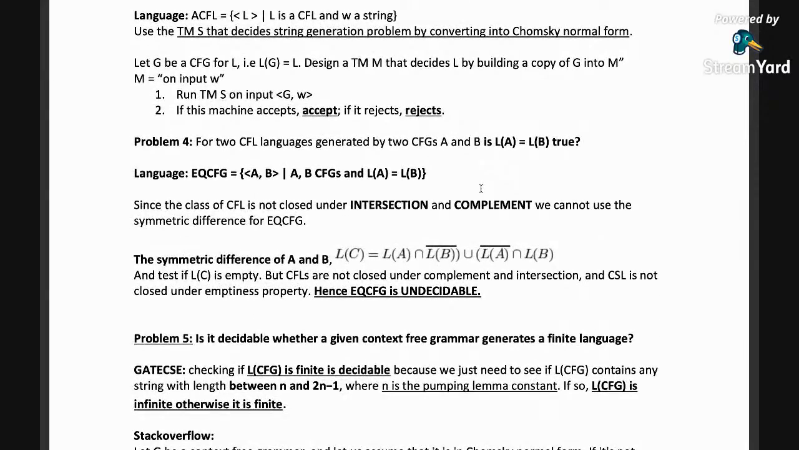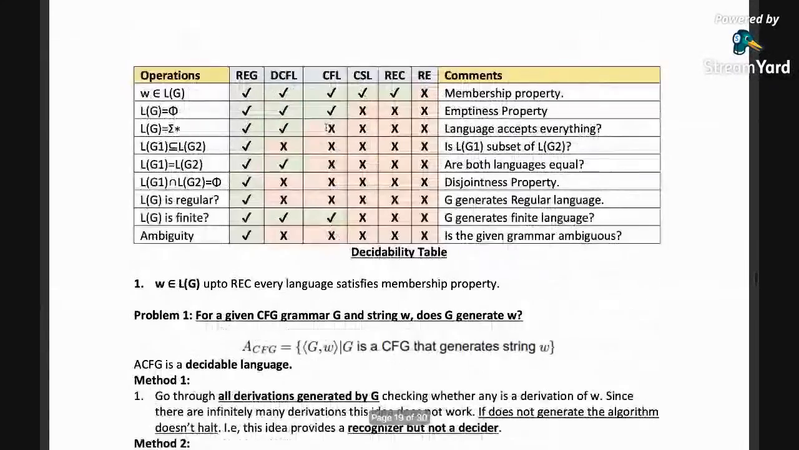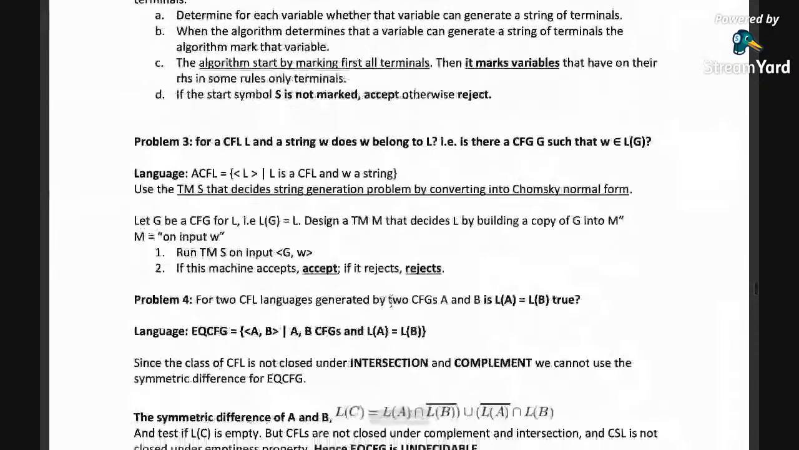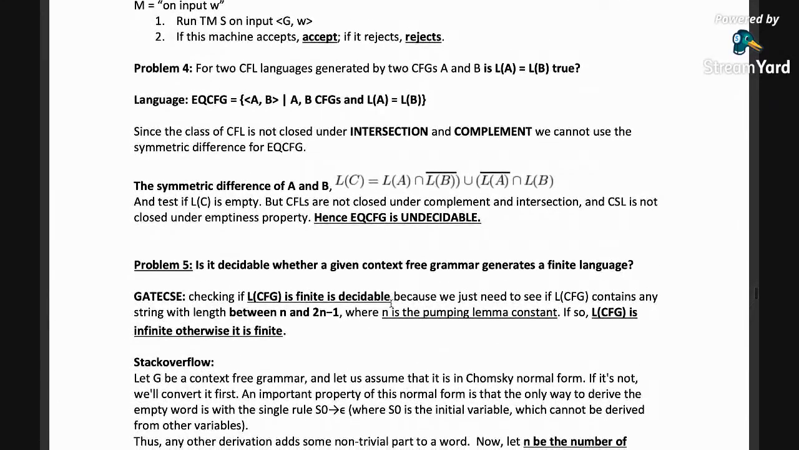For two context-free languages generated by two context-free grammars A and B, is L of A equal to L of B? That is, if both can generate all the same strings. We can't decide it, but why? EQCFG is the set of pairs A, B, where A and B are context-free grammars and L of A equals L of B.